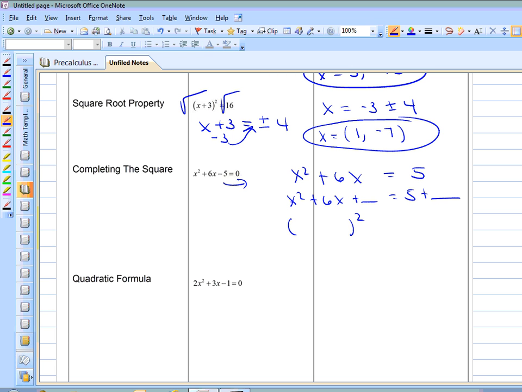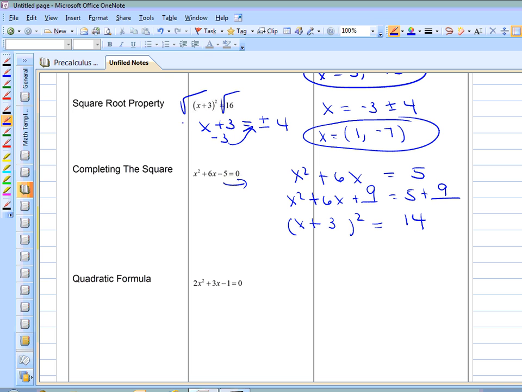And if you can remember from last year, we bring the x down. Since this is plus, this will be plus. If this was minus, this would be minus. And then we take half of that number, in this case 3, and we square that number. That would give us a 9, and that's what goes in our blanks. Once we do that, then we've got 14 on this side.